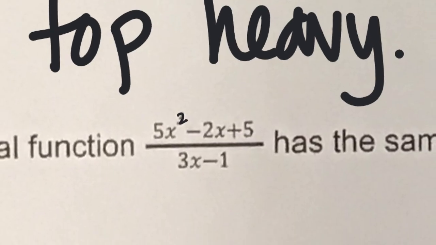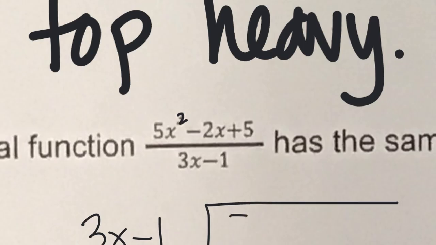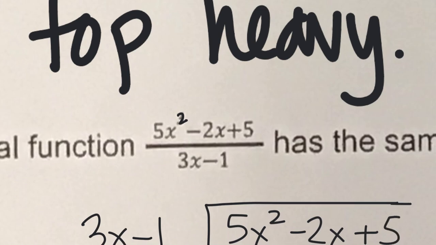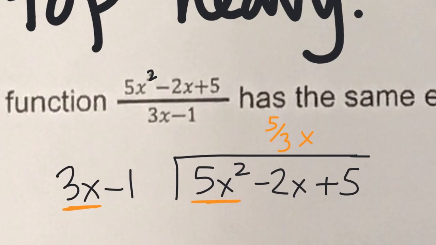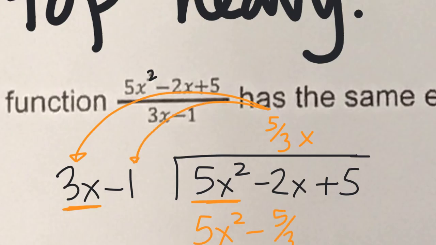So in order to find the slant asymptote, we do long division. So 5x squared minus 2x plus 5. I changed it because I don't want it to be crazy. So in long division, we think 3x times what is 5x squared? And that answer is a fraction, 5/3 and an x. So we distribute into both of these. 5/3 times 3 is 5x. And 5/3 times 1 is minus 5/3 x.